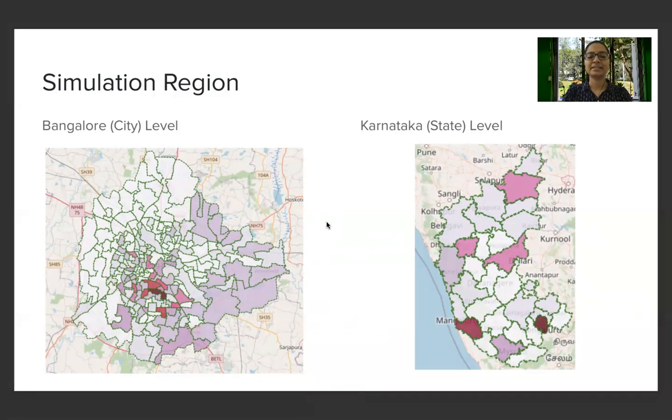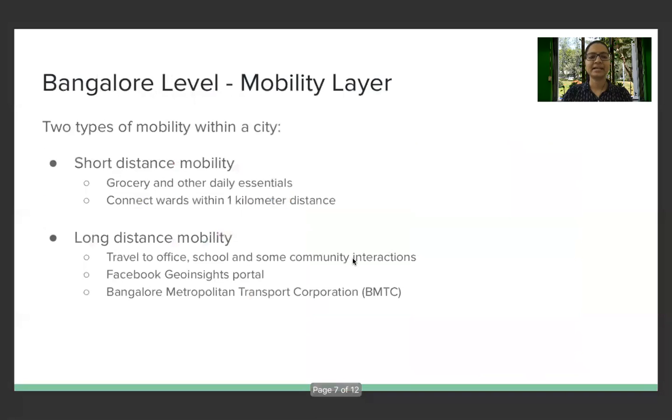Underlying this, there is a graph which we built. At city level, each node of the graph represents a ward. And at state level, each node of the graph is a district. So that is the underlying graph. And then it is observed that mobility plays a crucial role in how the disease spreads within a city.